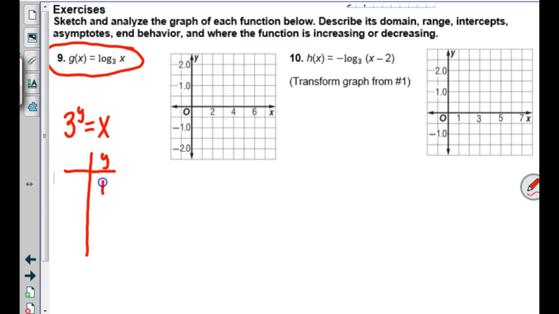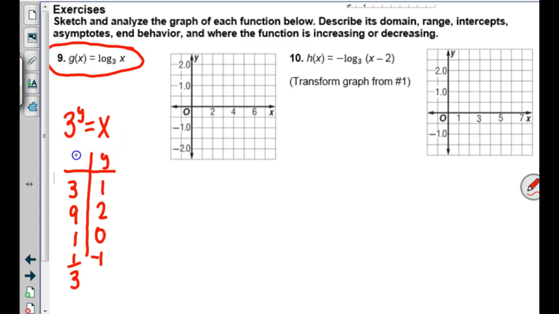If I put in a 1, I'd have 3 to the 1, which would be 3. If I put in a 2, I'd have 3 to the second, which would be 9. If I put in a 0, 3 to the 0 is 1. What about -1 for y? 3 to the -1 would be 1/3.